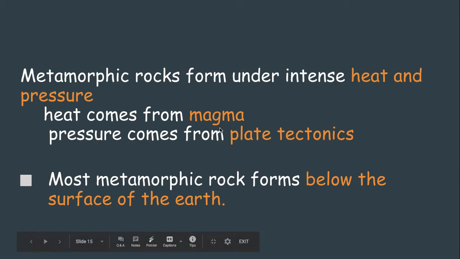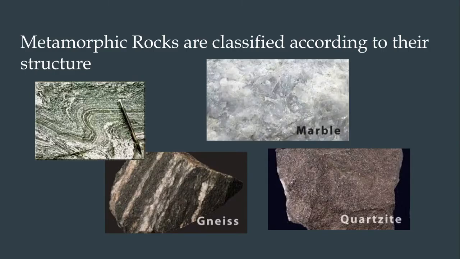Heat will come from the magma, and pressure comes from plate tectonics. So generally, these are going to be near plate boundaries, where you have plates that are pushing up against one another. And because they require so much pressure, a lot of metamorphic rocks will form below the surface of the earth. And you can tell the relative depth based upon what the rock looks like. So, there are 2 types of structures.